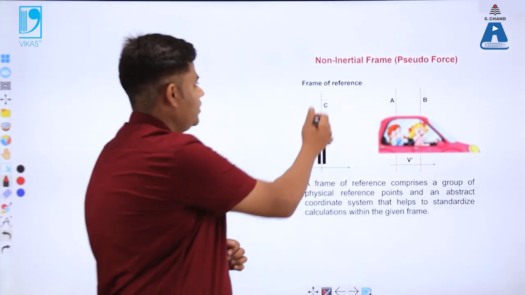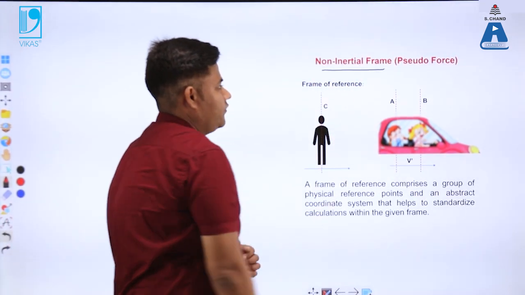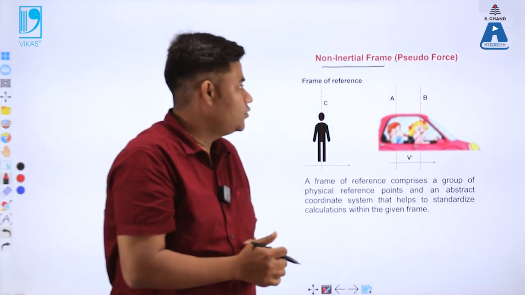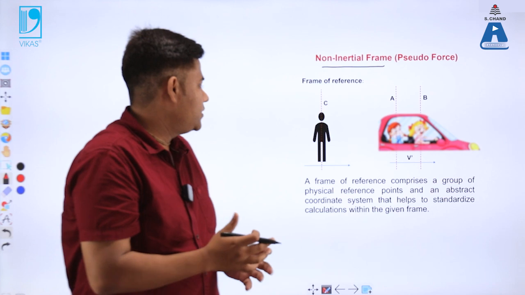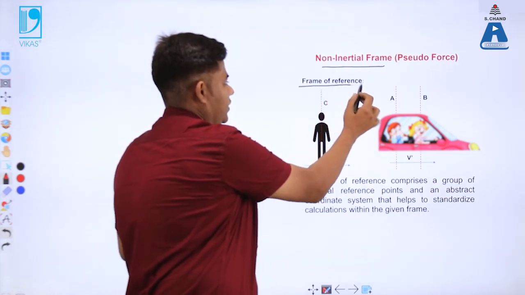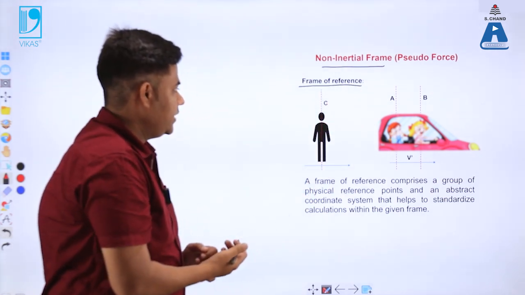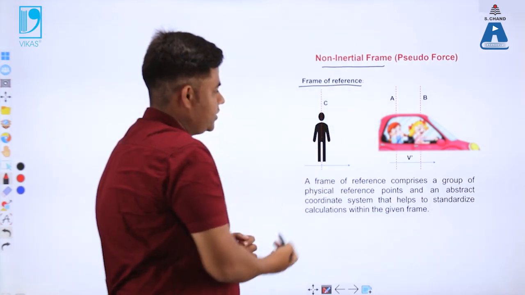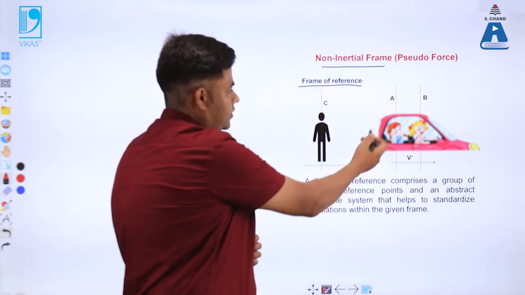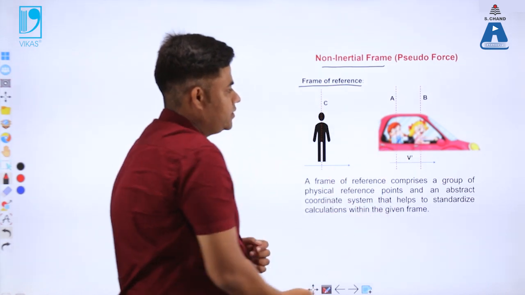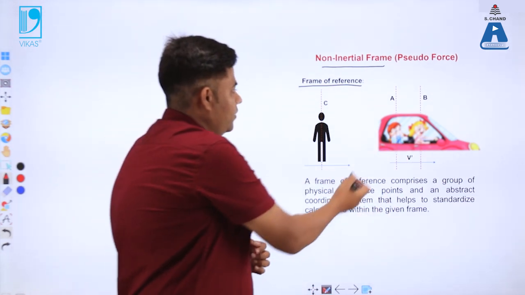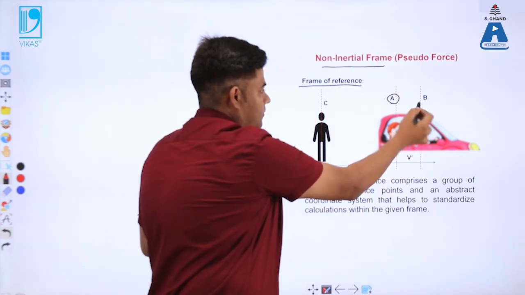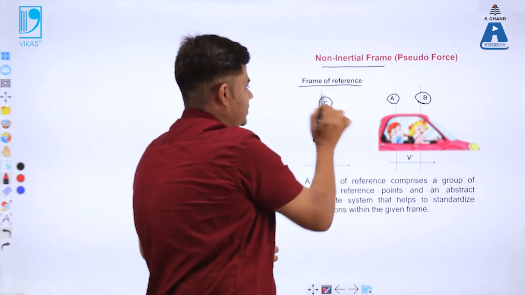So before coming to the non-inertial frame of reference, which is also linked with the pseudo forces, we will be discussing the frames of references initially. So let us consider an example in which a man is standing stationary and there is a vehicle in which two persons are sitting. One person is termed as A and another person is termed as B. This person is termed as C.